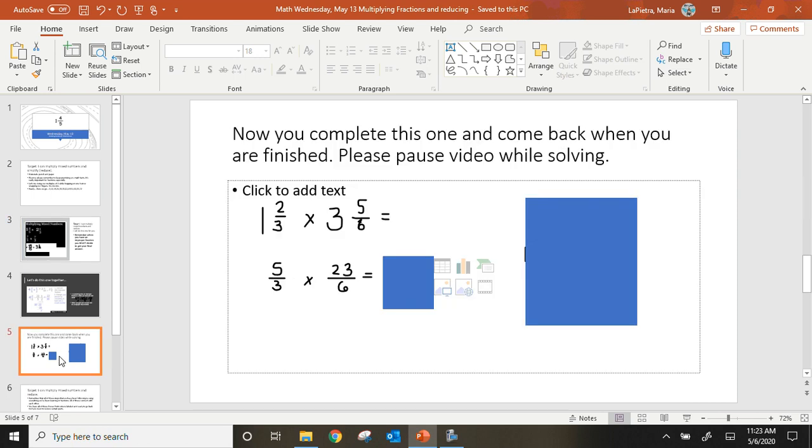Okay, now you complete this one and come back when you're finished. Please pause the video while solving.